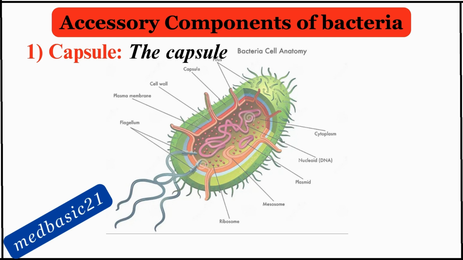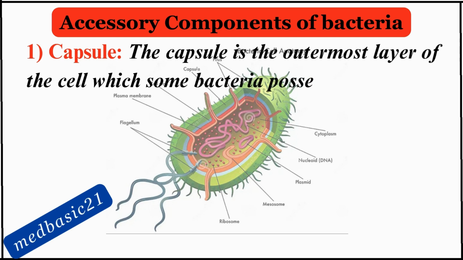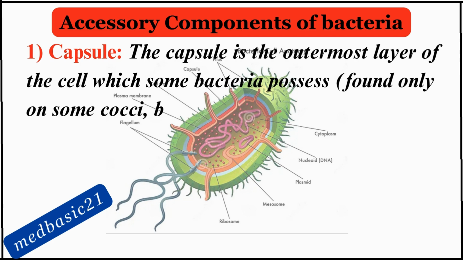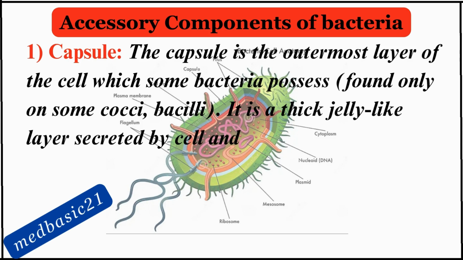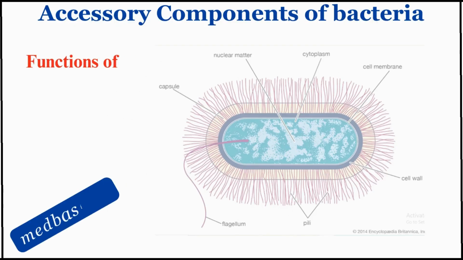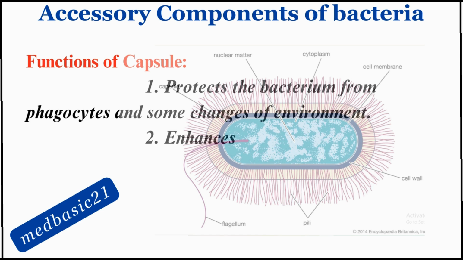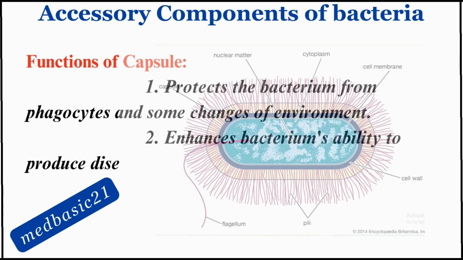Capsule. The capsule is the outermost layer of the cell which some bacteria possess, found only on some cocci, bacilli. It is a thick jelly-like layer secreted by cell and adheres to cell wall. It is composed of polypeptide or polysaccharide. Functions of capsule: protects the bacterium from phagocytes and some changes of environment. Enhances bacterium's ability to produce disease.